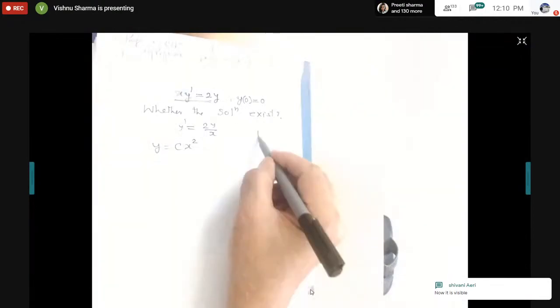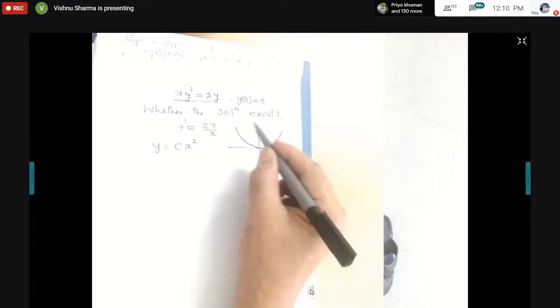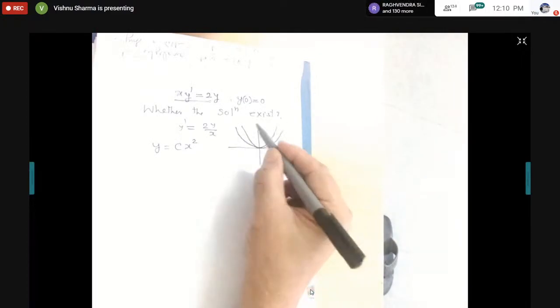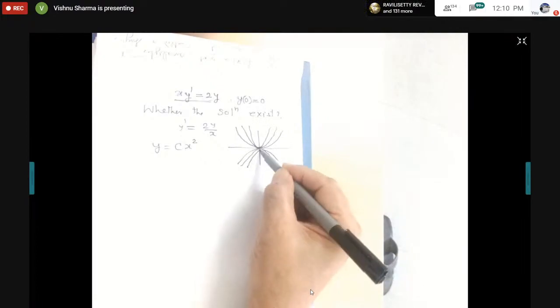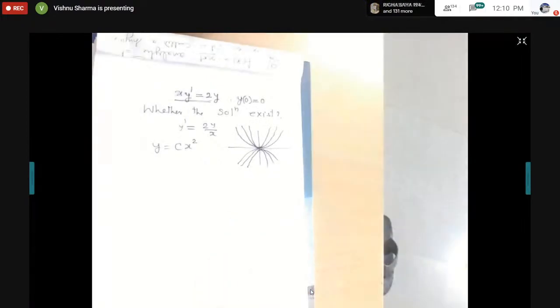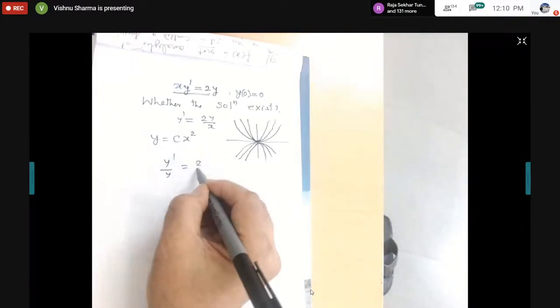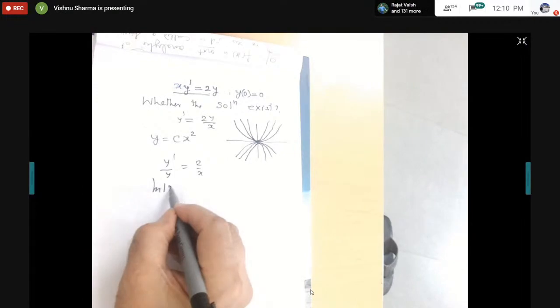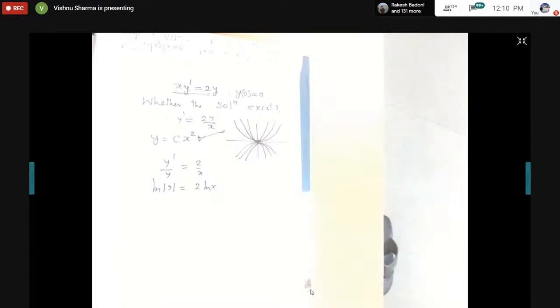So, in fact, there are an infinite number of solutions for c positive, and similarly for c negative, as a matter of fact, because c is quite arbitrary. So the solution will be e to the power x square, no? Why? It is y dash upon y is 2 by x, so ln of y equals 2 ln x. So this is the solution. Yeah. Okay.